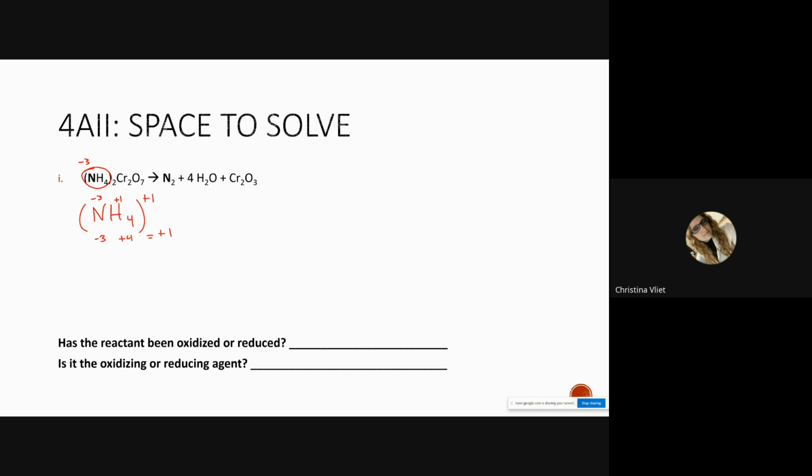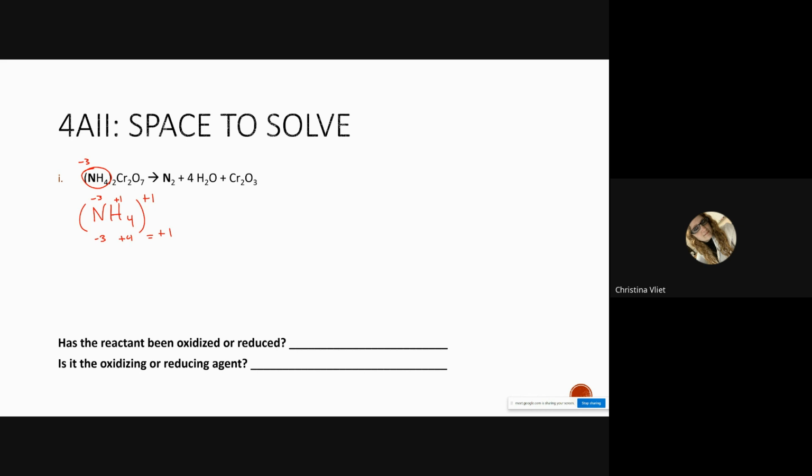If you had not done that, you would have gotten yourself very confused because you also don't know chromium. If you just broke the whole thing apart, you don't know chromium because it's a transition metal, it can have multiple various charges. So my suggestion is if you see something inside the polyatomic ion, just separate that polyatomic ion and figure out its charge there. Now what's the charge of nitrogen on the other side?